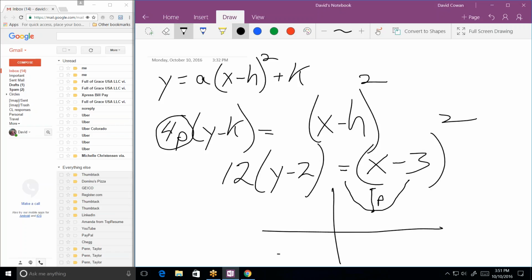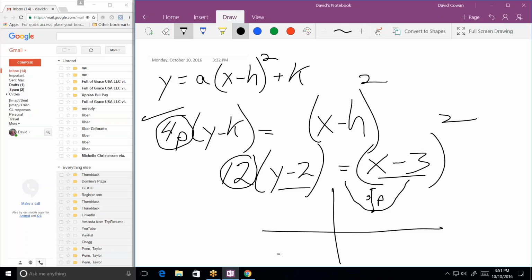Go back to this format. That's the one you've got to memorize. We've got the y minus k right there, and the x minus h over there. So 12 must be equal to 4p, right? So P is 3. So this distance right there is 3.